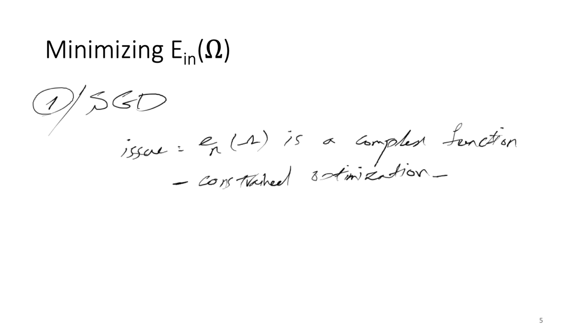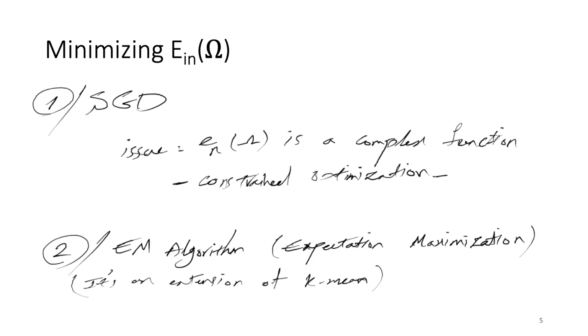And we want to have the optimization in a way that we can iteratively converge to the solution. So that's why we use the EM algorithm, expectation maximization. That's why we have E and M. It's an extension of the k-mean clustering.